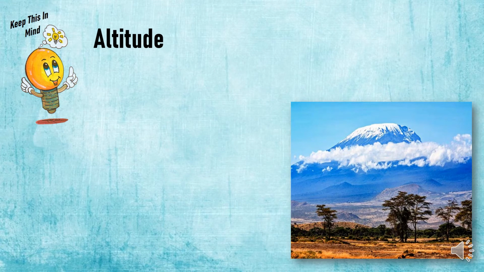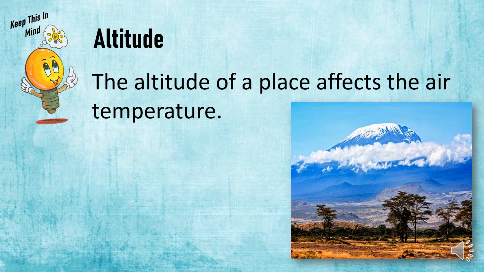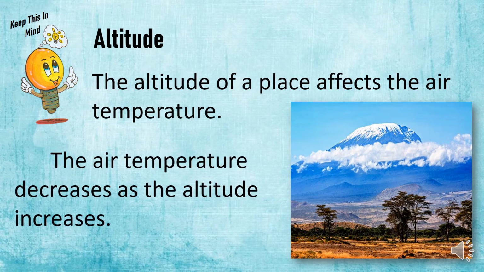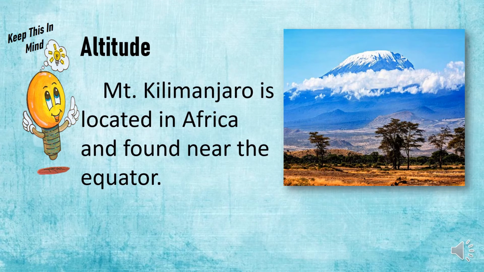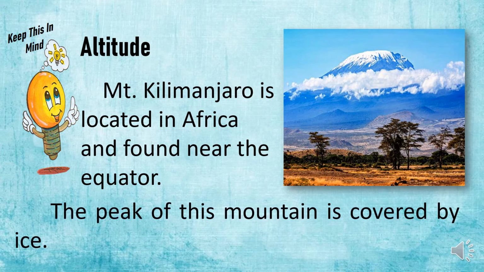Another factor affecting the climate of an area is altitude. The altitude of a place affects the air temperature. The air temperature decreases as the altitude increases. Example: Mount Kilimanjaro is located in Africa and found near the equator. It stands 5,895 meters above sea level, and the peak of this mountain is covered by ice. But how is this possible? This is because the air temperature decreases as the altitude increases.